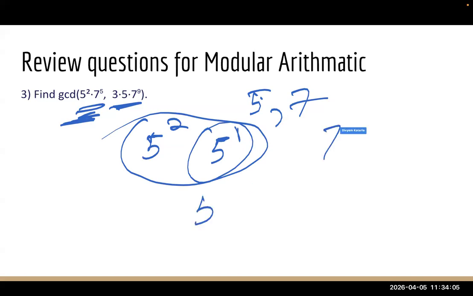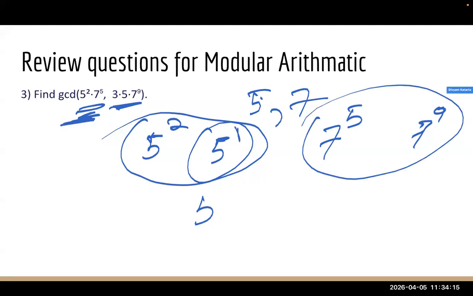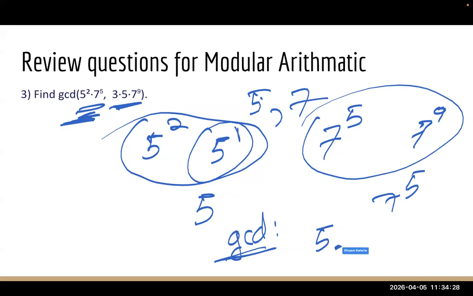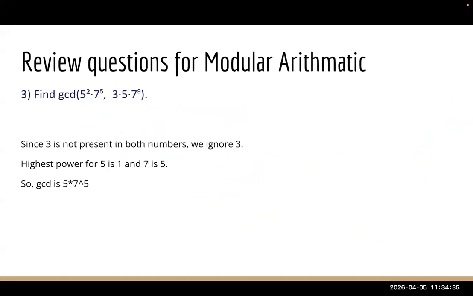Now we'll do the same for 7. We have 7 to the power 5 in the first number and 7 to the power 9 in the next number. So what is the lowest possible value of 7? It's 7 to the power 5. So the greatest common divisor will be an accumulation of both of these individual values. It will be 5 multiplied by 7 to the power 5. So now we have this worked out over here: 5 multiplied by 7 to the power 5, which is the final answer.